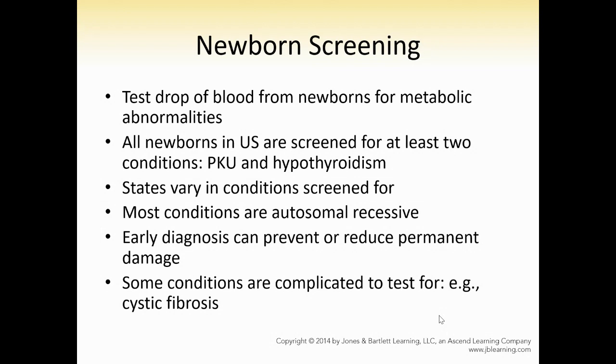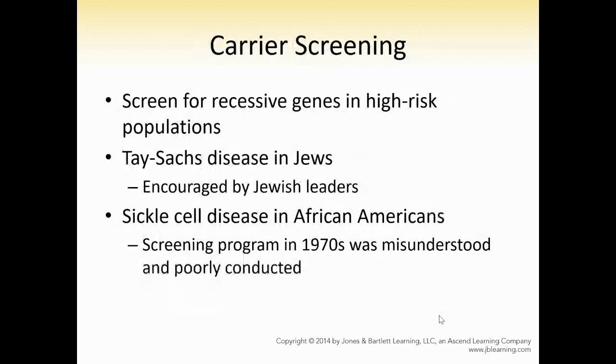Most conditions are autosomal recessive, meaning you need both parents to have a recessive gene to cause the abnormality. So even if one parent is a carrier and the other parent is not a carrier, then the genetic abnormality would not be passed down. Early diagnosis can prevent or reduce permanent damage as a result of the abnormality. And some conditions are complicated to test for. One of those conditions is called cystic fibrosis, which is also a genetic abnormality.